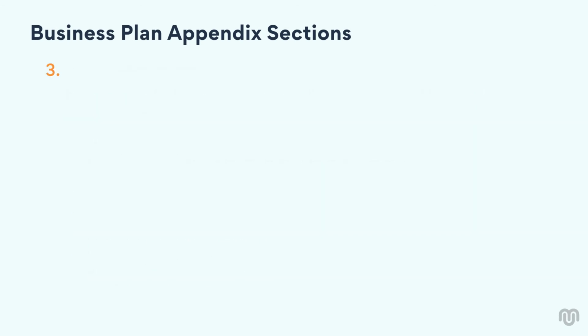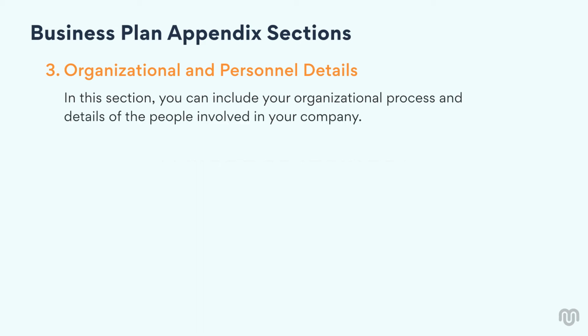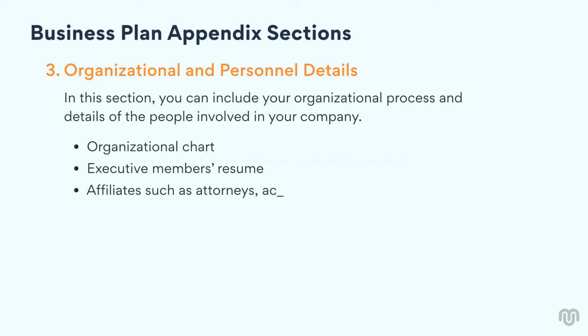Number 3. Organizational and personnel details. In this section, you can include your organizational process and details of the people involved in your company. Some of the details are organizational chart, executive members' resumes, affiliates such as attorneys, accountants, etc.